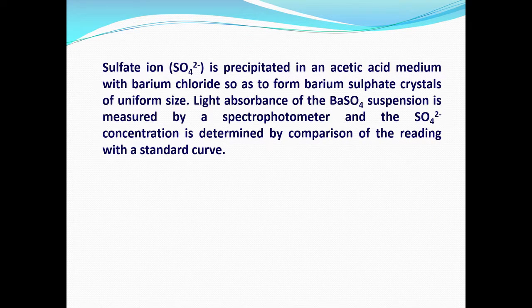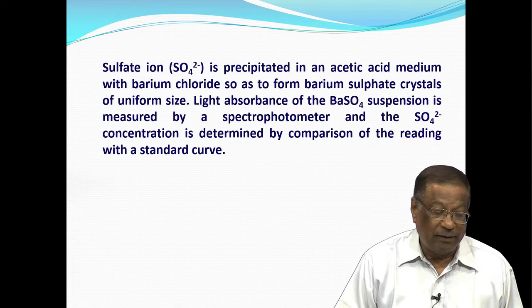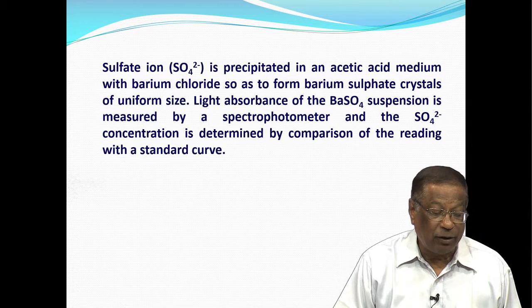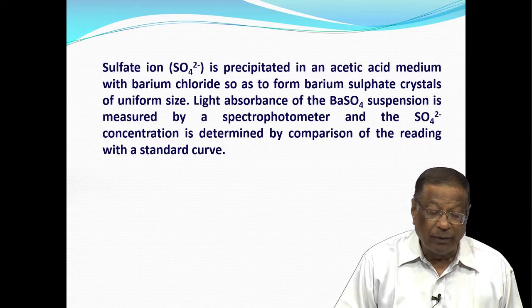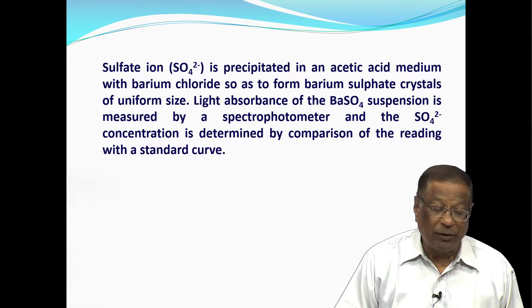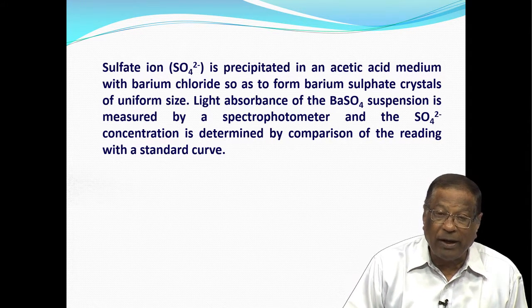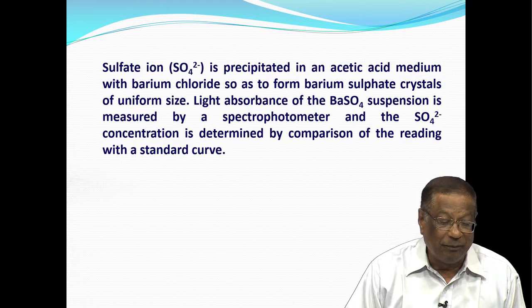So, sulphate ion is normally precipitated in acetic acid medium with barium chloride. This is a very standard procedure for the determination of barium sulphate. It is a very high school level chemistry. Barium sulphate is highly insoluble in water, and acetic acid medium helps in producing good crystals of uniform size.